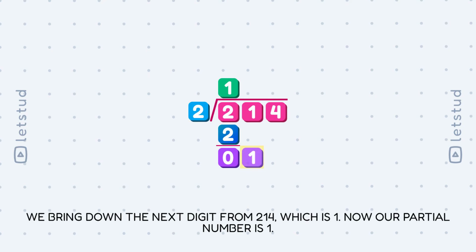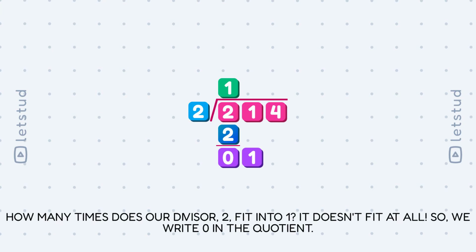We bring down the next digit from 214, which is 1. Now our partial number is 1. How many times does our divisor 2 fit into 1? It doesn't fit at all, so we write 0 in the quotient.